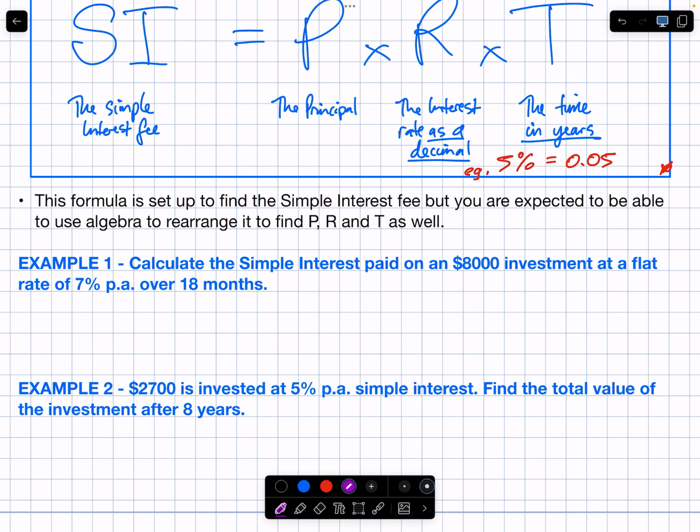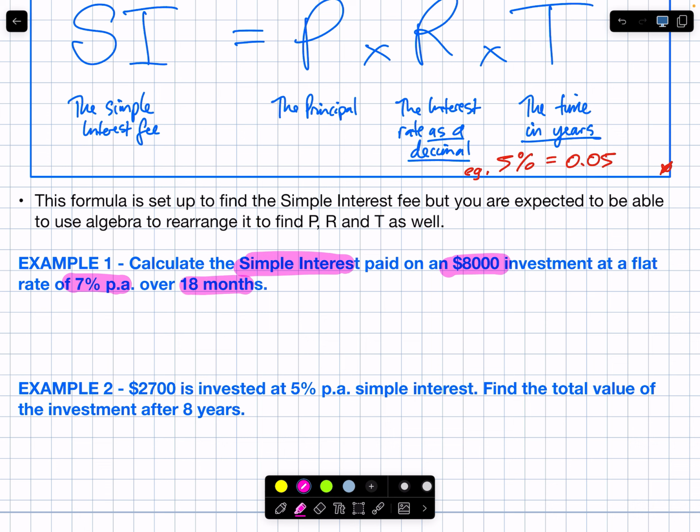Calculate the simple interest paid on an $8,000 investment at a flat rate of 7% per annum over 18 months. So what I encourage the Year 12s to do is highlight what matters. Does it matter that it's simple interest? Yes, because that confirms the formula I need. Does it matter that I was investing $8,000? Yes. Does it matter that it was 7%? Yes. Does anyone know what p.a. means? Per annum means that the interest is calculated every year. And does it matter that it was 18 months?